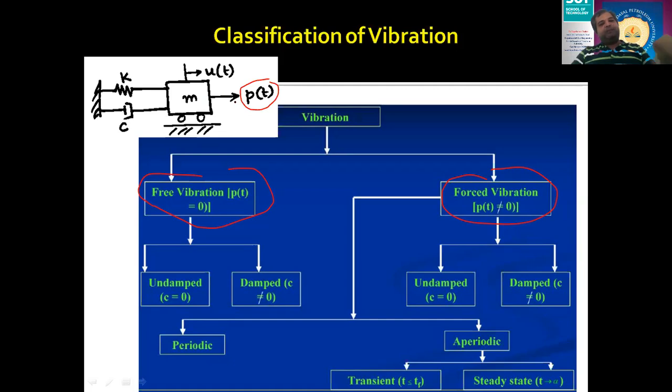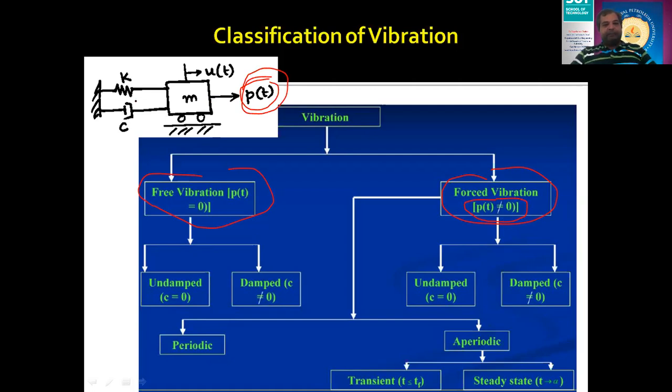Then the particular vibrating system is called P of T. It means P of T is not 0, it is having some value. So P of T is not 0 in this equation. Then the particular vibrating system is known as a forced vibrating system.